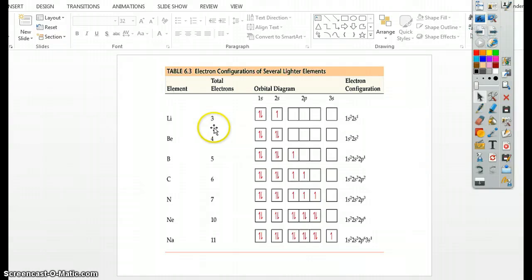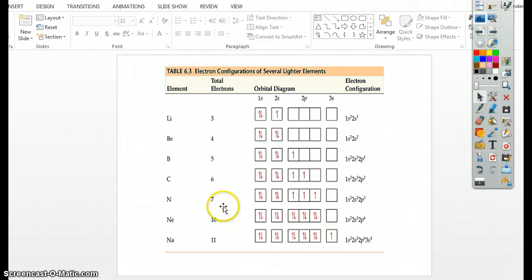So lithium has 3 electrons. It fills up the 1s first, and then the third one goes to 2s. There's beryllium, then we have boron, and you can see in carbon, we fill up the s, we fill up the second s, and then each of these p's has to get 1 before they pair up. So look at nitrogen, 2 sitting in the 1s, 2 sitting in 2s, but each of the p sublevels gets an electron. They're not pairing up yet. They don't pair up until you'd have more. So if you look at neon, and then there's sodium.